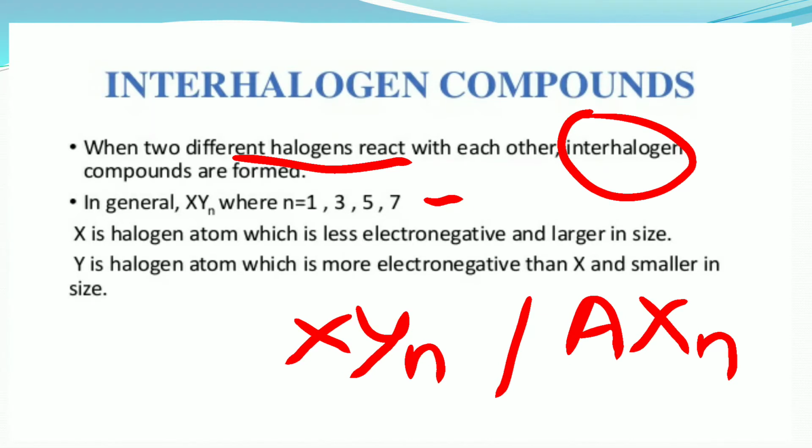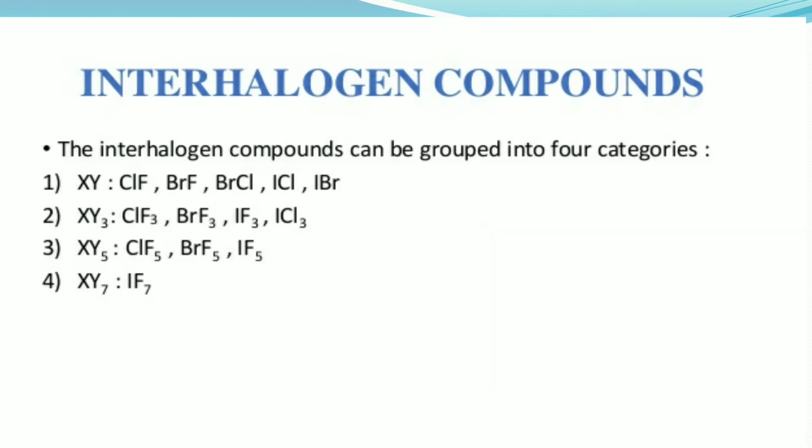What is the condition for the preparation of an interhalogen compound? The X halogen is less electronegative and has a larger size, and the Y halogen atom is more electronegative than X and smaller in size. This is the basic condition for the preparation of the interhalogen compound.